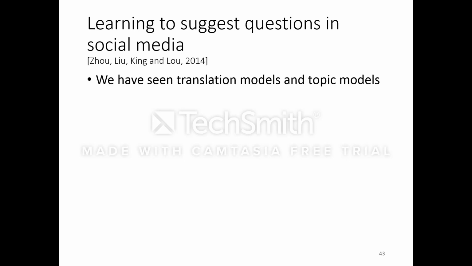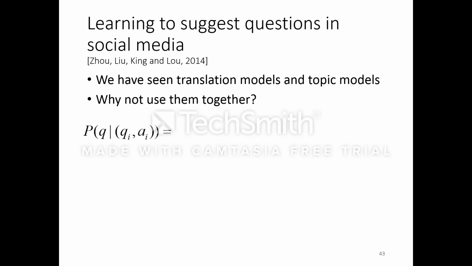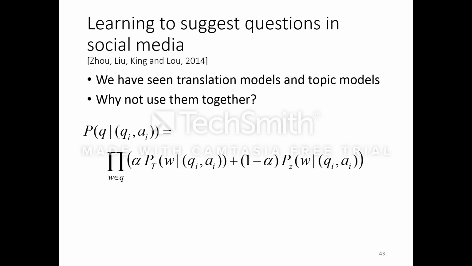Moving on, let's look at another work, which is also from 2014. It's called Learning to Suggest Questions in Social Media. We have seen translation models and topic models, so why not use them together? And this work exactly does that. So you have a scoring for a given QI, AI. Once again, it's not probability; it's just a scoring.